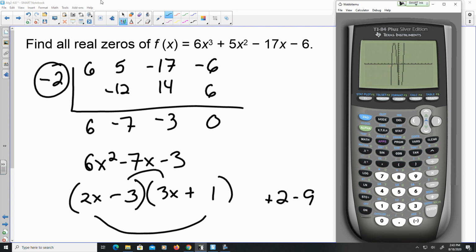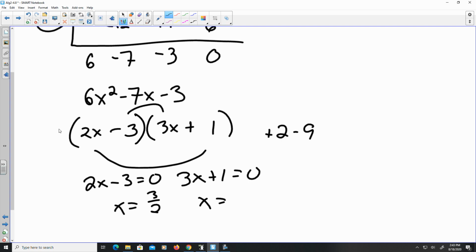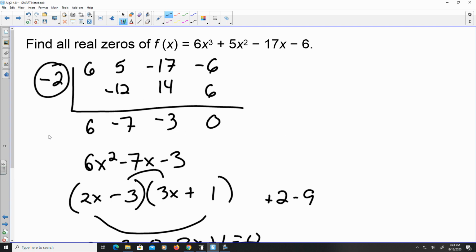So final step here is taking 2x minus 3 set equal to 0, 3x plus 1 set equal to 0. The real solution here is x equals positive 3 halves. Over here is x equals -1/3. I have 1, 2, 3 solutions, third degree. So I found our real solutions or all real zeros.